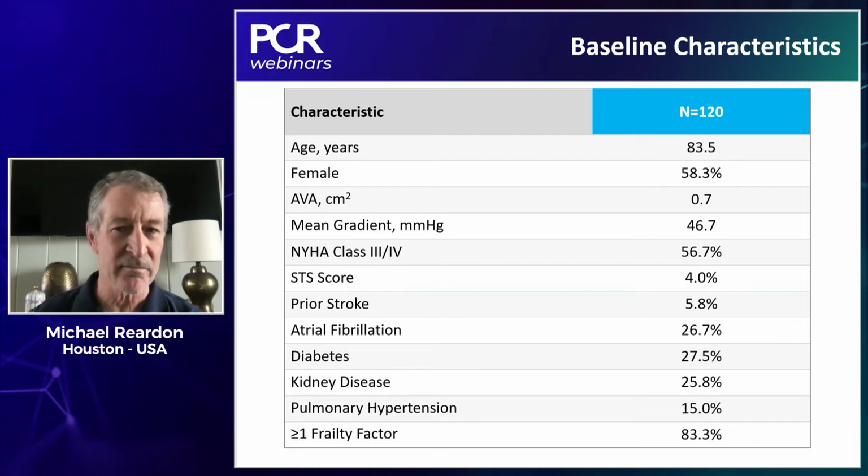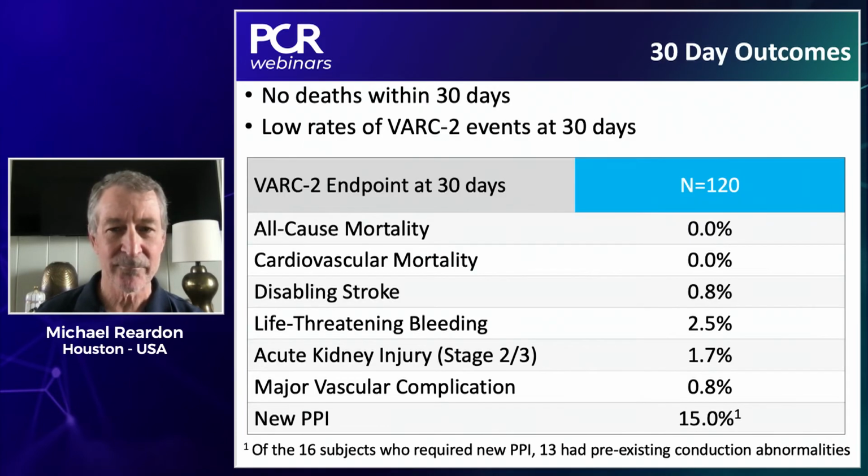But for all of us running trials now, we know the STS is dropping, and it's going to continue to drop for a variety of reasons, not the least of which is as STS keeps getting recalculated, we're removing higher-risk patients from the group. Almost 6% had prior strokes, a quarter pre-op AFib, a quarter diabetes, a quarter kidney disease, and more than one frailty factor in over 80%. So a high-risk group of patients.